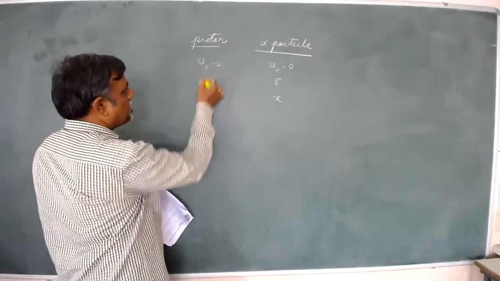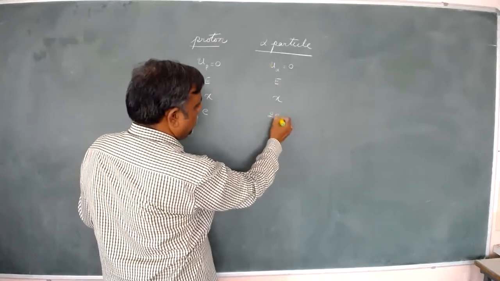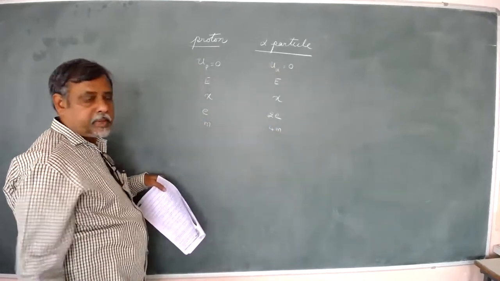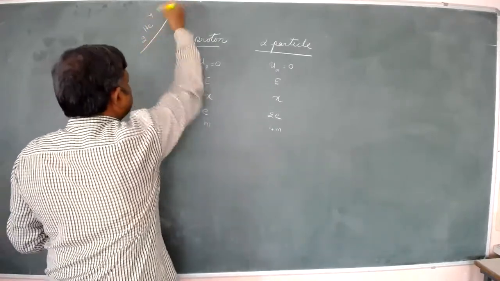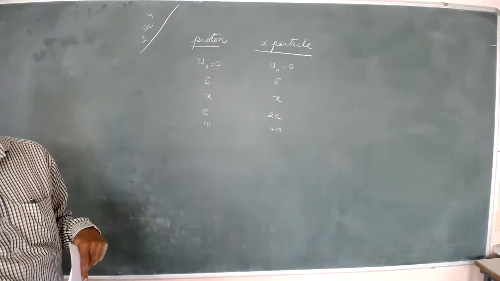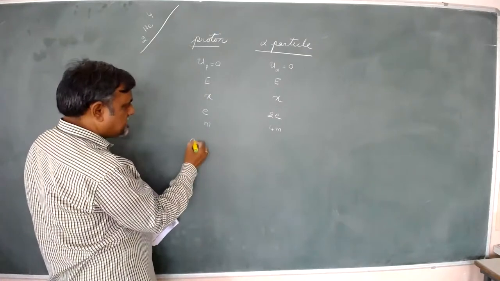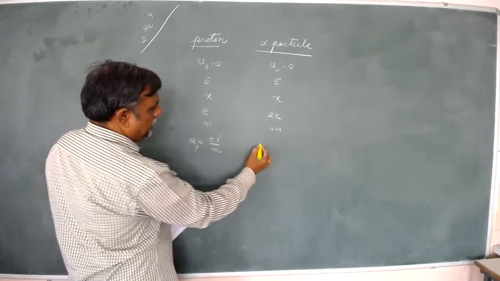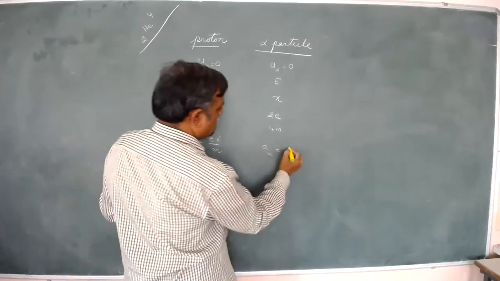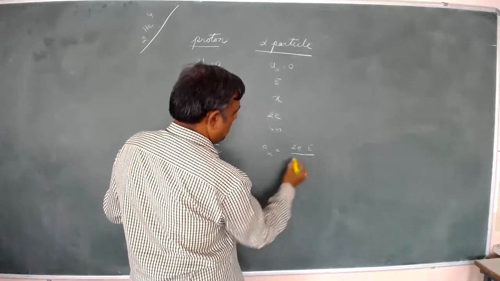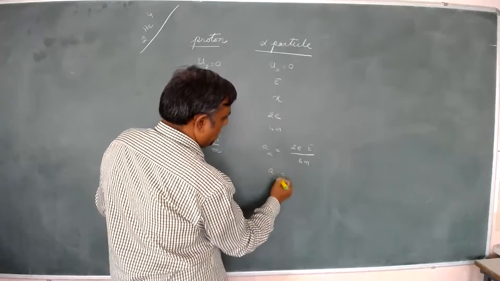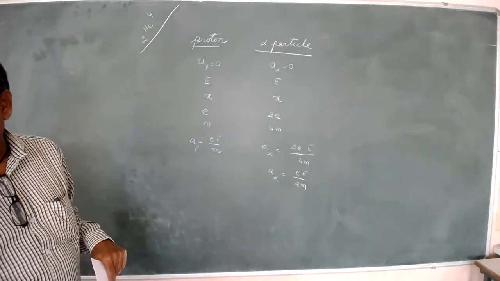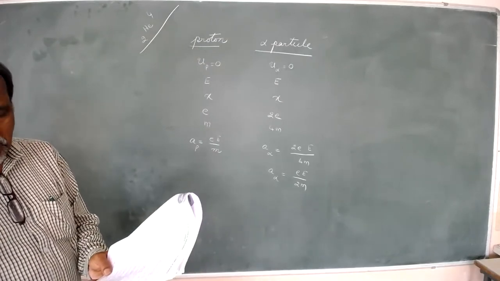The charge of the proton is e, the charge of the alpha particle is 2e. Mass of the proton is m, the mass of the alpha particle is 4m, because the alpha particle is written as 2He4. So from this data, the acceleration of the proton is eE by m. Next, the acceleration of the alpha particle is the charge of the alpha particle into the electric field intensity divided by the mass of the alpha particle, which is 2eE by 4m, that is eE by 2m. Same distance. Now you need to calculate the ratio of times.